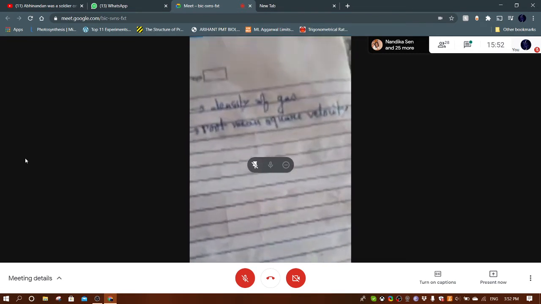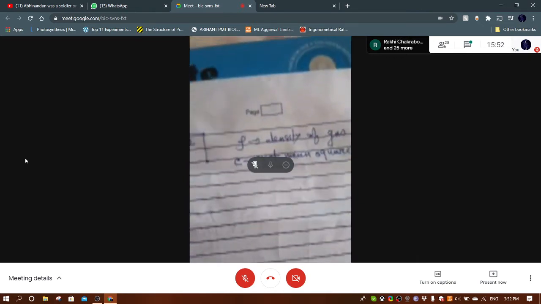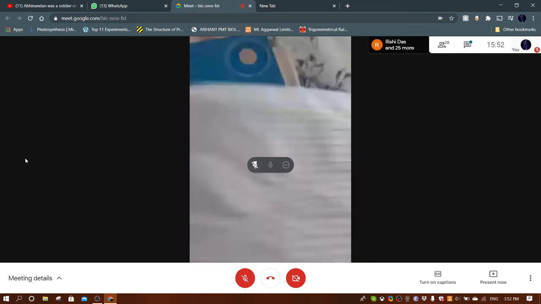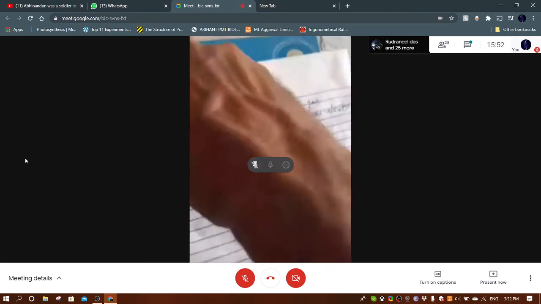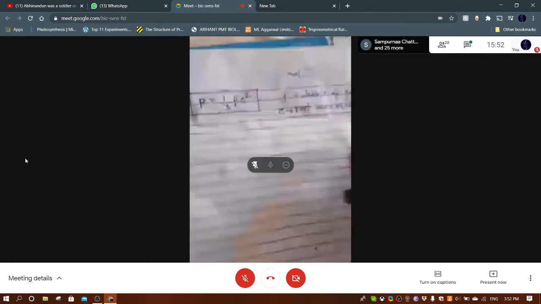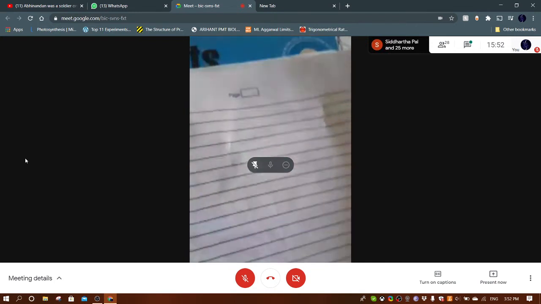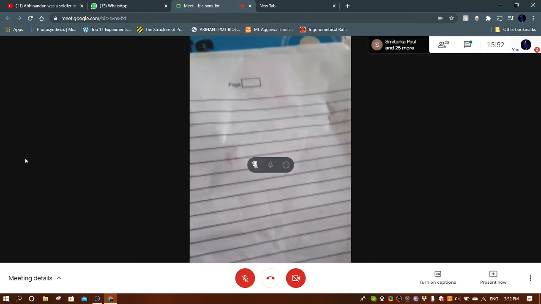So P equals to 1 by 3 rho into C square. C is the RMS velocity. Now what is RMS velocity? See over here. Now all the gas molecules are moving randomly with all possible velocities ranging from 0 to infinity. So which velocity will you take as the velocity of the gas? Because a gas contains millions of gas molecules, isn't it? So which velocity will you take as the velocity of the gas?